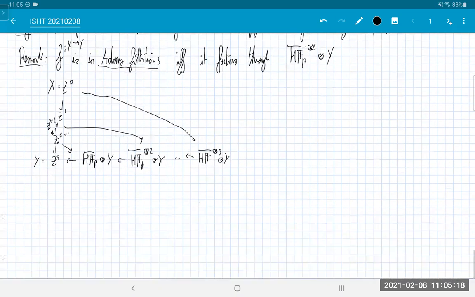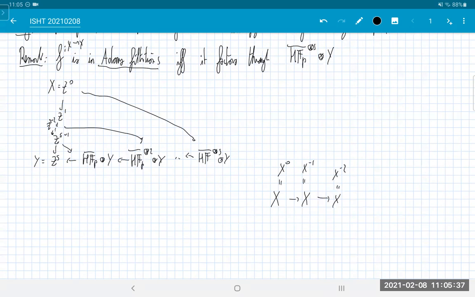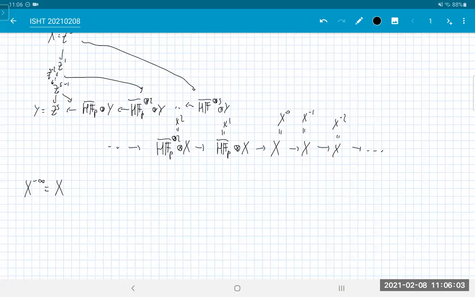So we have a filtered version, we have a spectral version of the Adams filtration. Now let me write it down explicitly. So we have X, let me call this X0. And all the negative parts are just going to be X. I don't care. And before you can put this HFp bar tensor X goes here, HFp bar tensor twice, tensor X goes here and et cetera, and this is X1, this is X2, and so on and so forth. And we have X minus infinity is just X, and the filtration in pi star of X minus infinity is the Adams filtration.